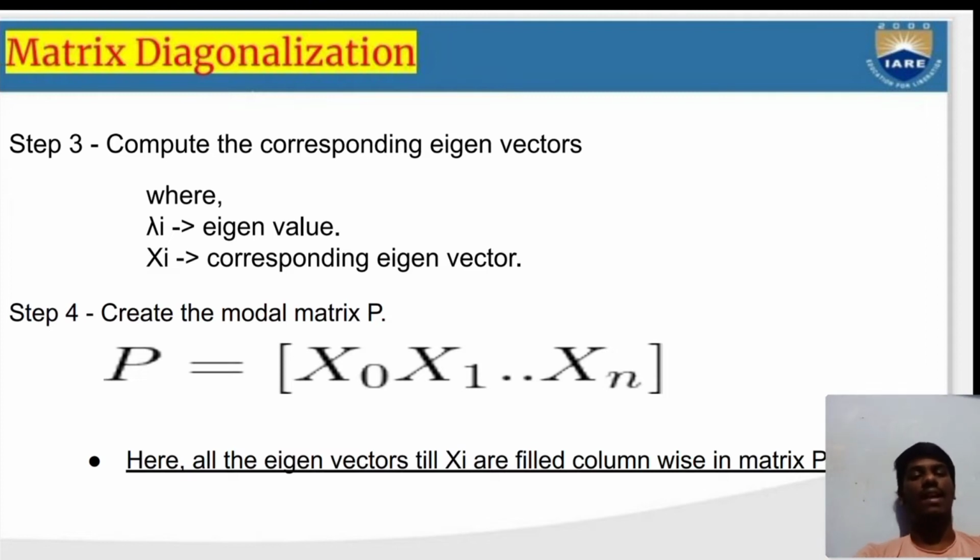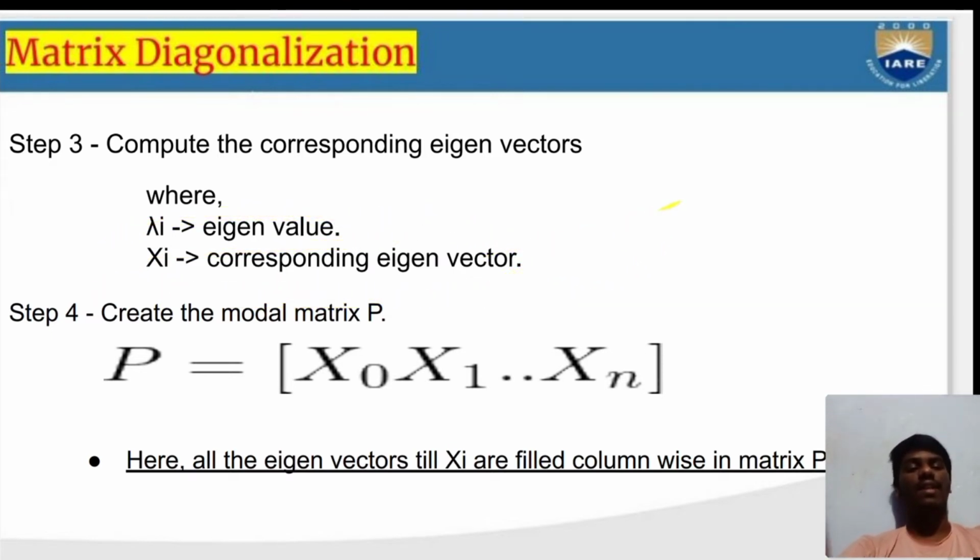We know how to find the eigenvalues. By using eigenvalues, how can we find the eigenvectors? Suppose lambda 1 is the eigenvalue, by using that we find the corresponding eigenvector x1. If it is a 3 by 3 matrix, we will get lambda 1, lambda 2 and lambda 3 as the eigenvalues, and the corresponding x1, x2 and x3, or x0, x1, x2, will be the corresponding eigenvectors. If it's a 4 by 4 matrix, lambda 1, lambda 2, lambda 3 and lambda 4 will be the eigenvalues, and corresponding x1, x2, x3, x4 will be the corresponding eigenvectors.